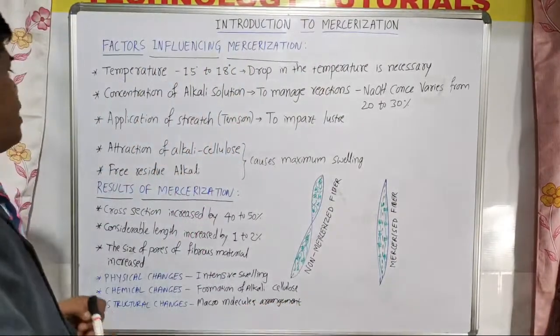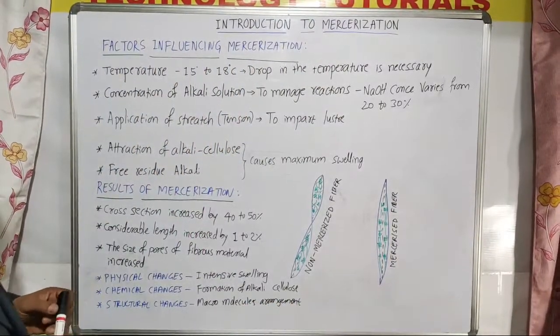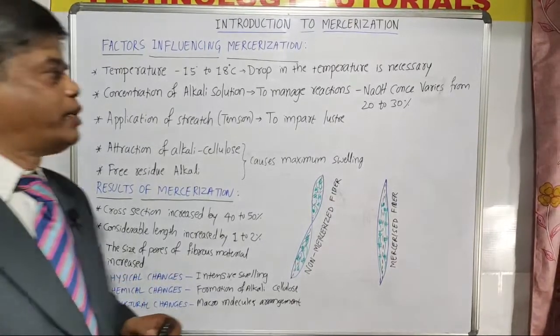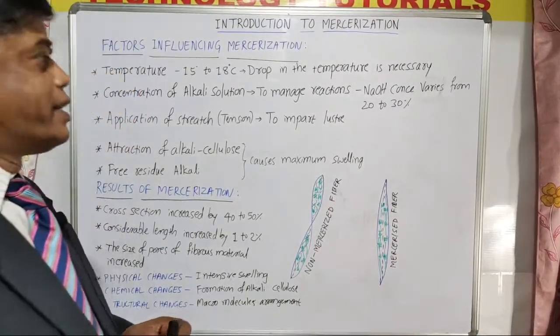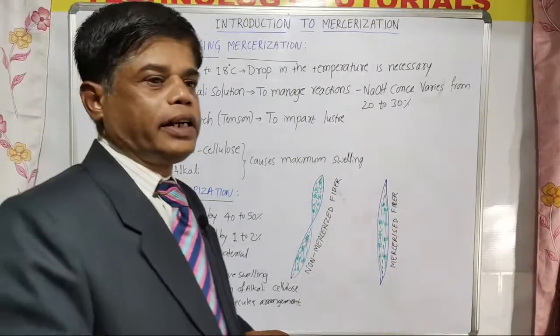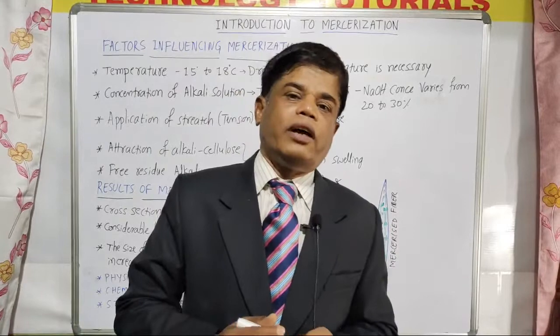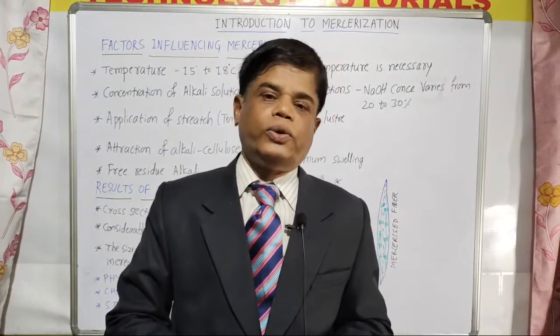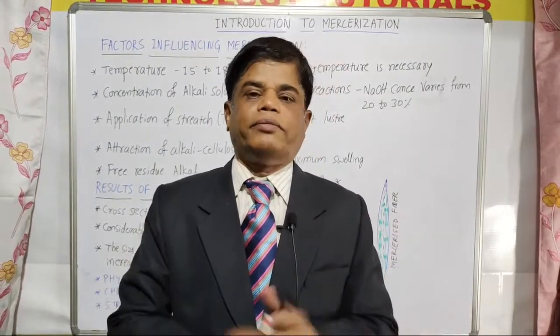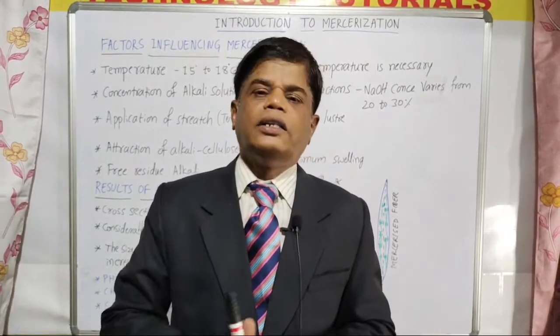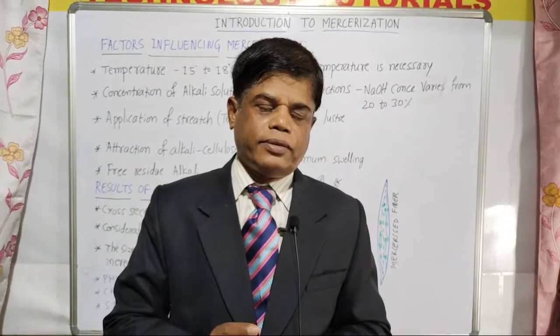The second factor is the concentration of the alkali solution to manage the reactions. NaOH concentration varies from 20 to 30%. Dear friends, this is the concentration of the alkali cellulose solution. Usually it is called alkali cellulose solution.